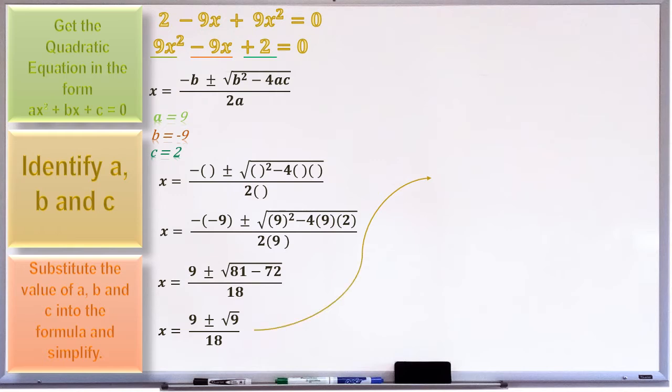Next, copy 9. Plus and minus the square root of 9 is equal to 3 all over 18. As you can see, we have two operations. We have plus, minus, or addition and subtraction. Let's have first the addition. So we have x is equal to 9 plus 3 all over 18.